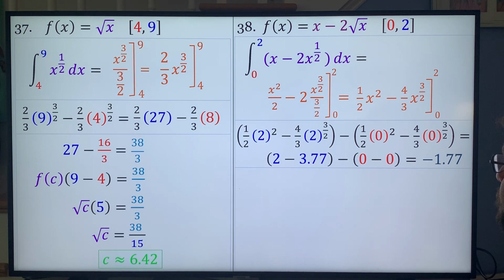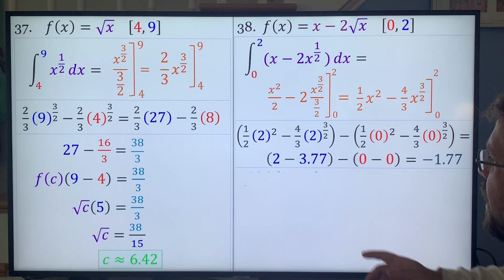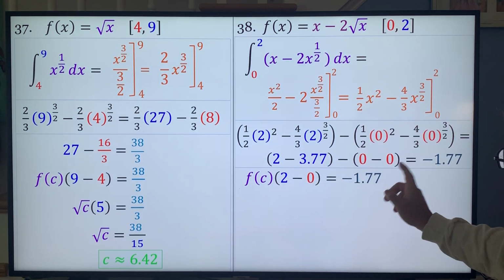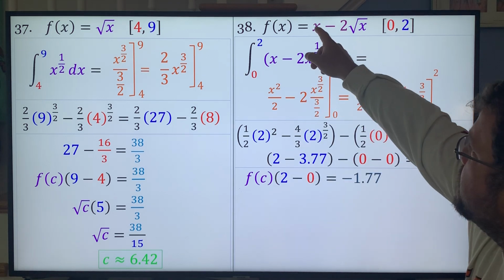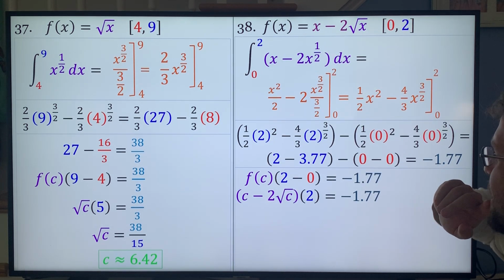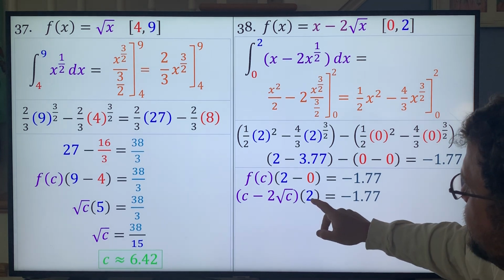All right. Any questions? Email me. All right. F of c times 2 minus 0 equals negative 1.77. F of c just equals c minus 2 square root of c. This is a little tricky. Take this 2.